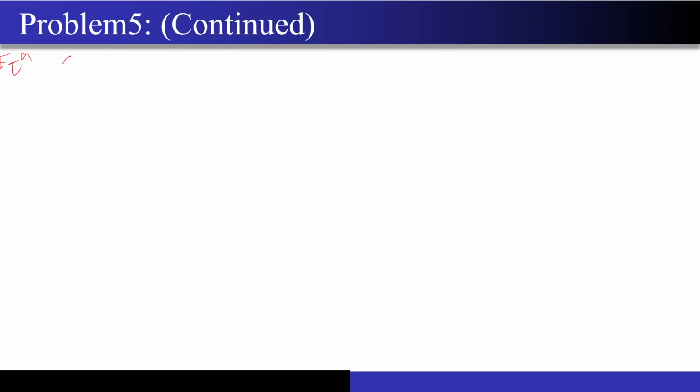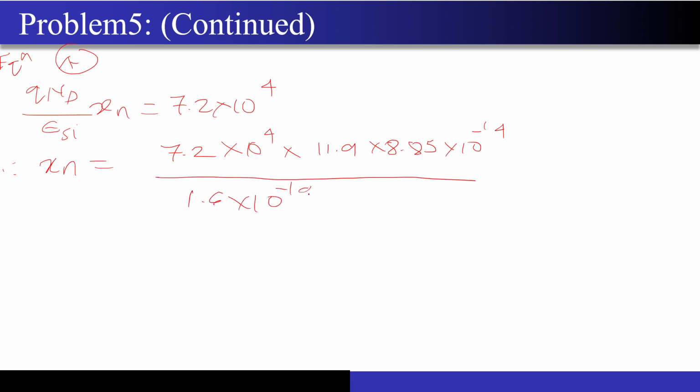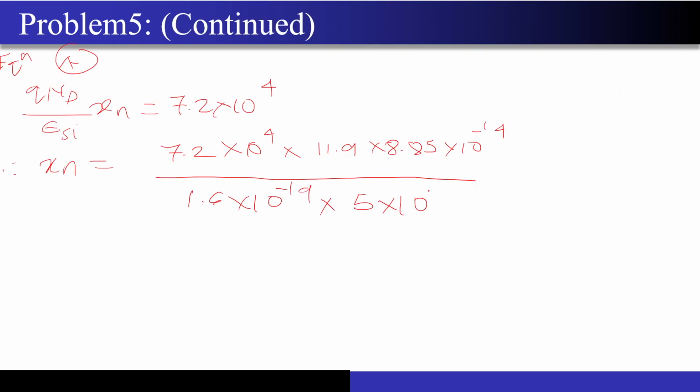So equation number A, right? What was the equation number A? Q Nd upon epsilon Si times Xn, right? This value was given as 7.2 into 10 to the power 4, right? Now I will write the Xn on the left side, everything has to be pulled on the right side, right? And I will simultaneously substitute the values as well. What is the epsilon Si? 11.9 into 8.85 into 10 to the power minus 14, correct? Divided by the QNd. Q is what? 1.6 into 10 to the power minus 19, and the concentration of Nd has been given, right? Nd is 5 into 10 to the power 15, correct?